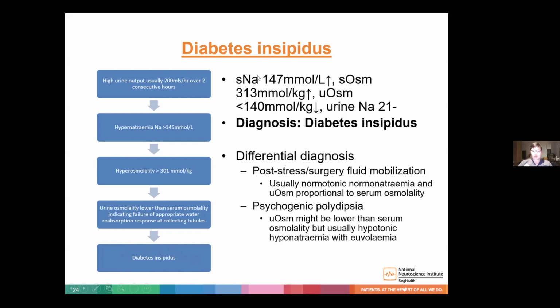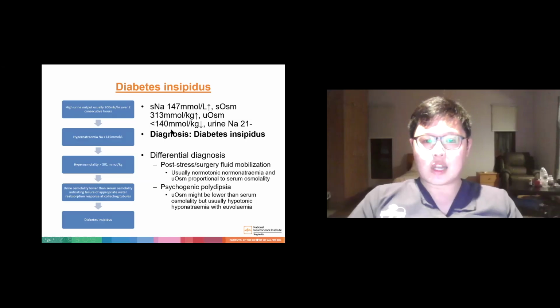In this case, she has hypertonic hypernatremia, and her urine osmolality is much lower than her serum osmolality, and so the diagnosis is diabetes insipidus. The differential diagnosis for a patient with high urine output is post-stress or post-surgery fluid mobilization. After they're extubated, they do get some fluid mobilization, but these patients usually have normal natremia, and the urine osmolality is usually proportional to their serum osmolality. The next differential diagnosis is psychogenic polydipsia, but these patients with high urine output usually also have hyponatremia.